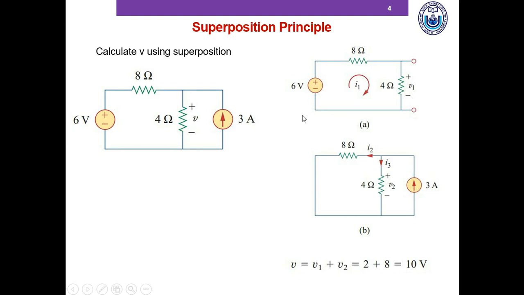So what we did here is that in figure A we computed the contribution of the 6-volt voltage source, in figure B we computed the contribution of the 3 ampere current source, and we just summed them to obtain the voltage when both of the independent sources are active at the same time.